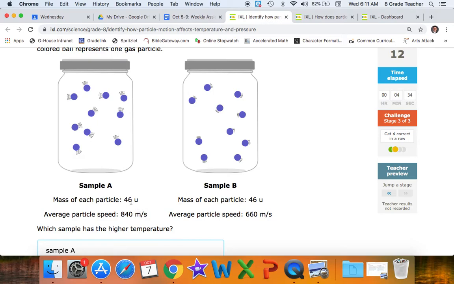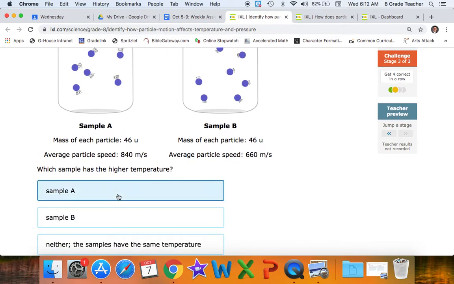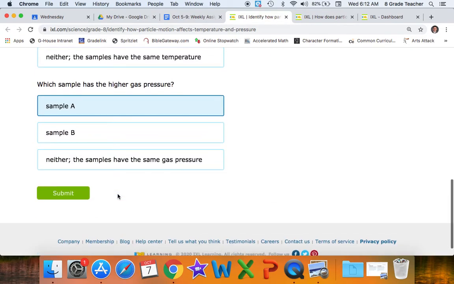Sample A, sample B. Mass of each particle is the same. Average speed is greater in sample A, and the last factor would be the number of particles. Counting 1 through 10 in each, so they have the same. The only factor that's different is average particle speed. So sample A has a higher temperature because of that particle speed. Sample A also has a higher gas pressure because of that particle speed.